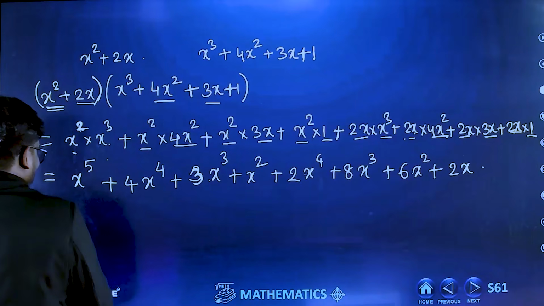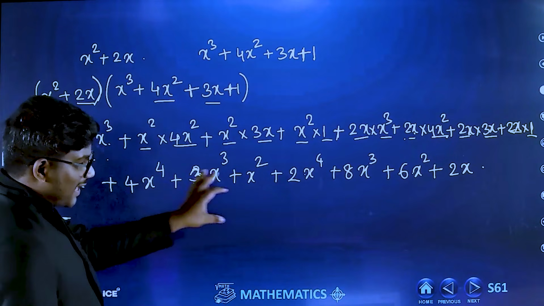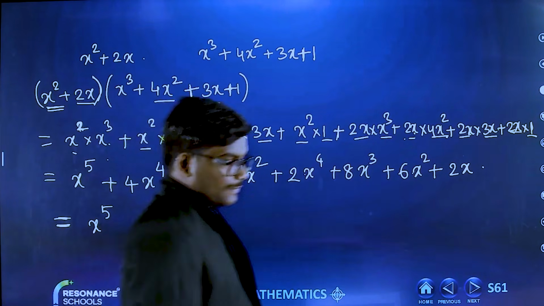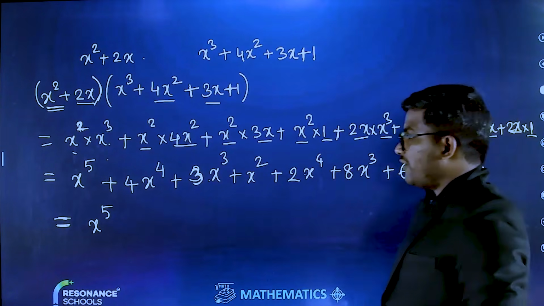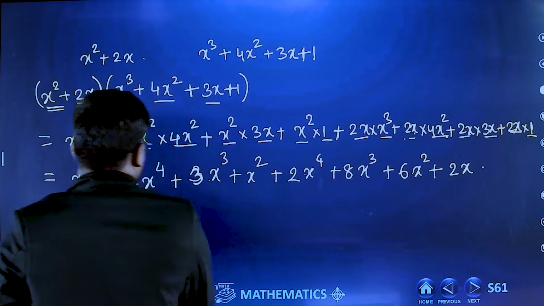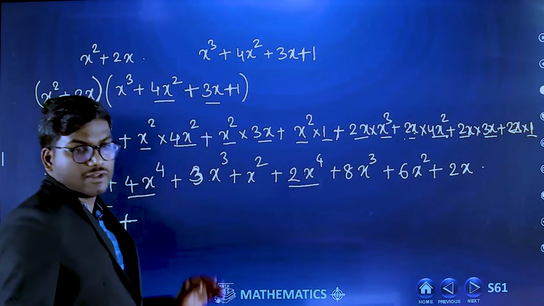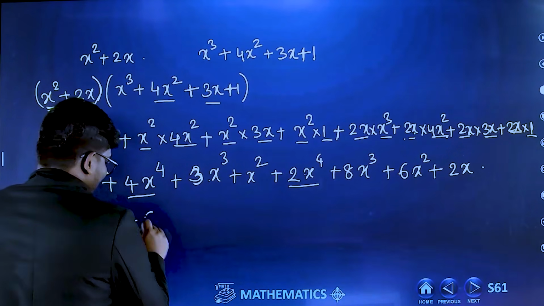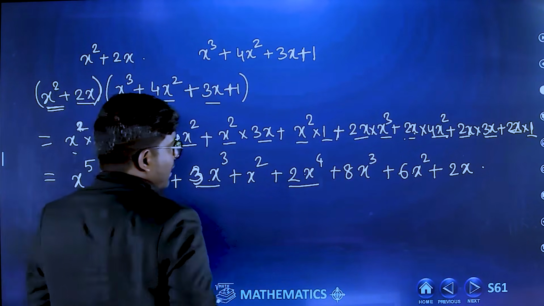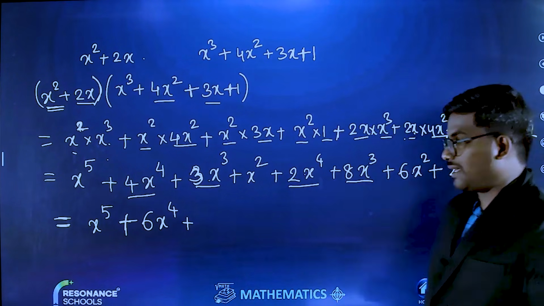Now start by writing all of these in terms of the like terms. There is only one x power 5 throughout this, right? So we'll write x power 5 here. Next, x power 4. There is a 4x power 4 here and there is a 2x power 4 here. 4 plus 2 is 6x power 4. There is a 3x cube here. There is an 8x cube here. So 3 plus 8, 11x cube.